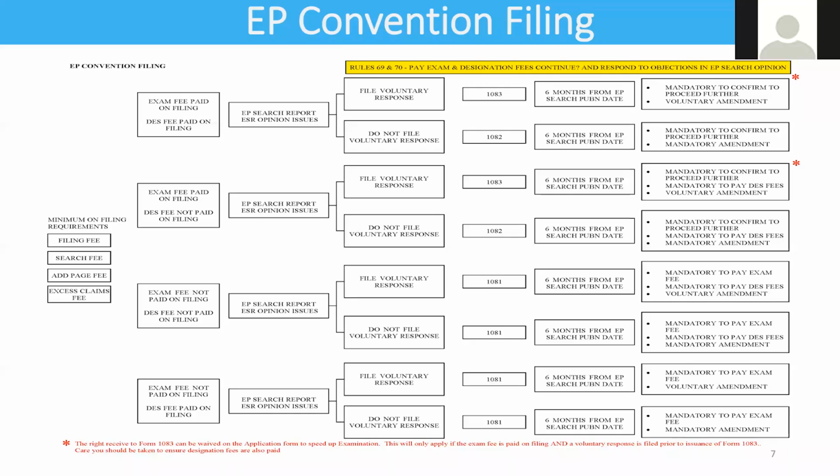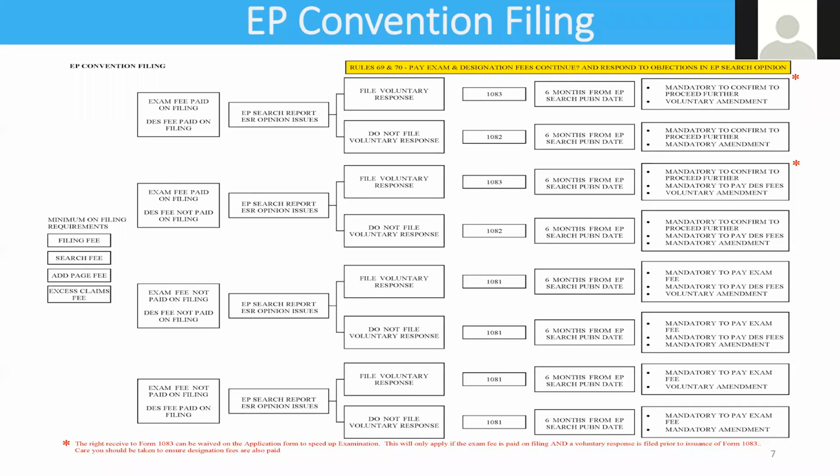This chart is specific to the scenario of an application being filed in the EP as a convention filing, so filed under the Paris Convention. On the far left side of the chart, you'll see the filing requirements for this type of filing. Then, just as background, the EP convention filing publications happen at 18 months. So the publication of the application itself happens at 18 months. More than likely, you won't get the search report, though, until after that 18-month publication date.